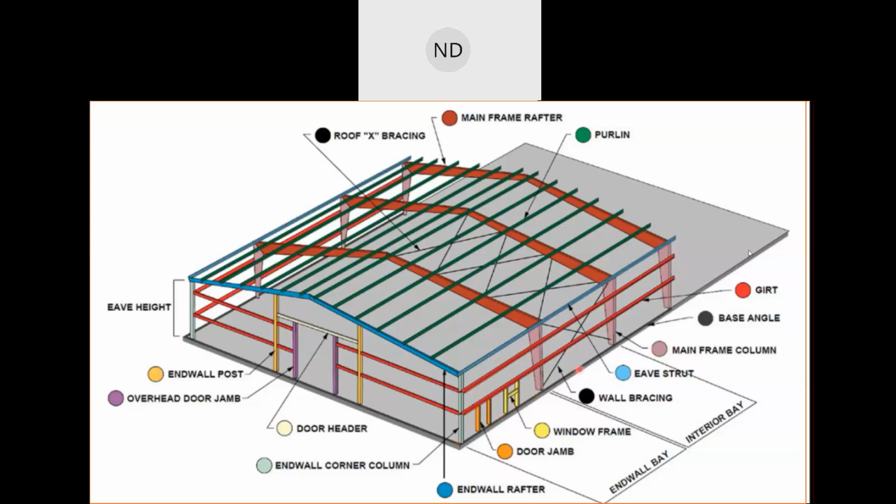The distance between two columns is a bay. These are the interior bays, and this one is the end wall bay. You can have two end wall bays on either end. Then we have door header, the front, then overhead door jamb, the end wall post, and wall bracings. These are the main parts of the structure.